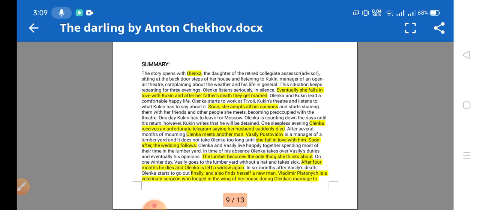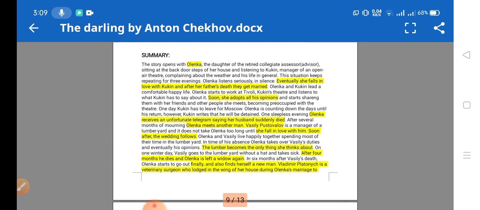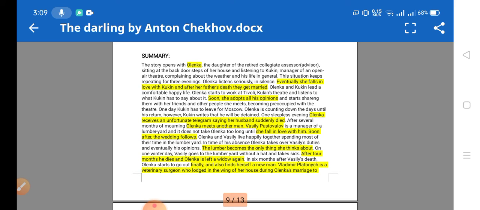So let's move on to the summary of the short story. The story opens with Olenka. The darling is the nickname of Olenka. She is the protagonist of the story, the main character, and the story is about her. She is the daughter of a retired college assessor.